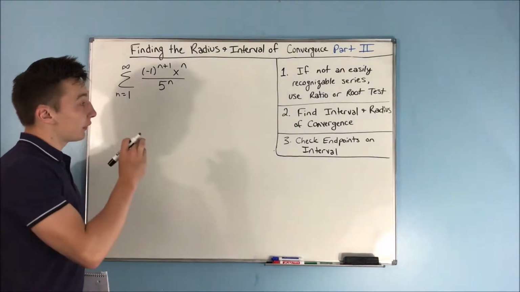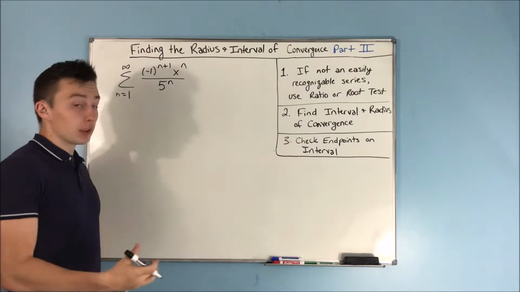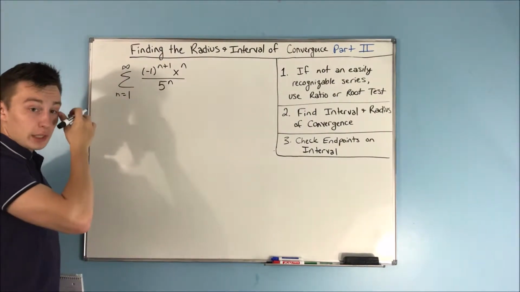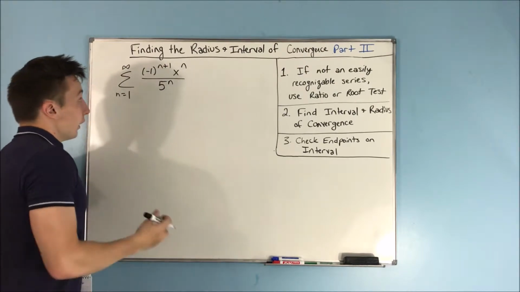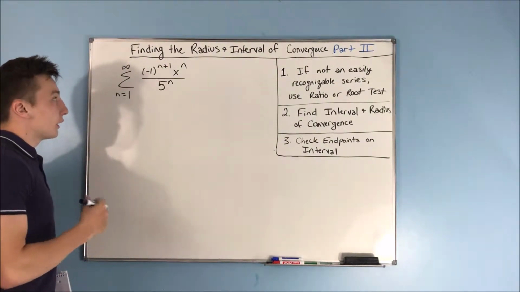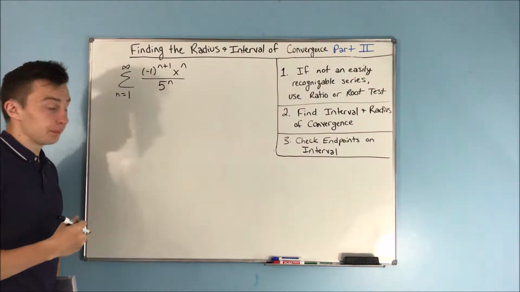Alright, so this video is going to be part 2 of finding the radius and interval of convergence. So we have our power series up on the board here, and we want to find the radius and interval of convergence. Now our power series is the sum from n equals 1 to infinity of (-1)^(n+1) times x^n over 5^n.